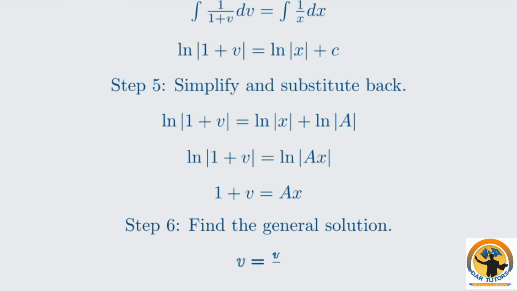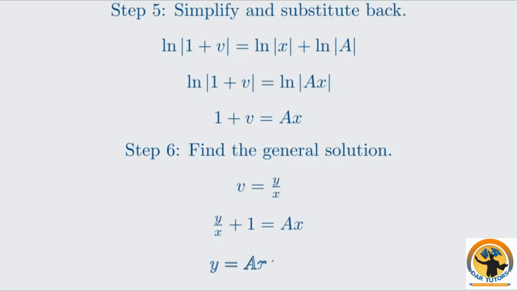Finally, we substitute back v equals y over x to get y over x plus 1 equals ax. Multiplying by x gives our general solution, y equals ax squared minus x. This is the general solution. If we were given an initial condition, we could find the specific value of a to get a particular solution.